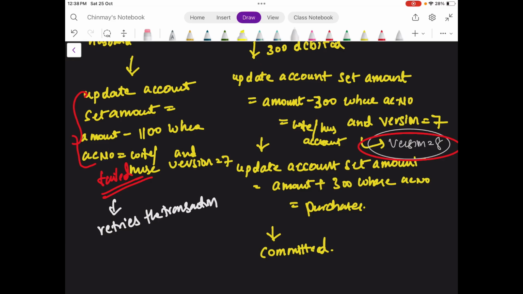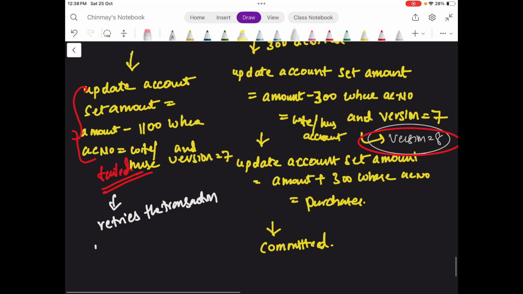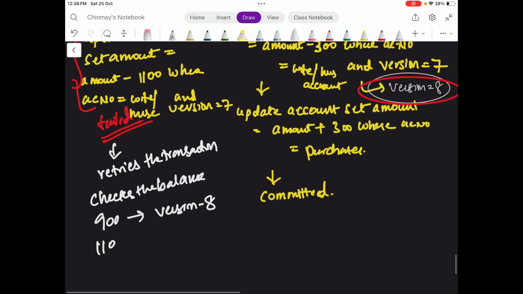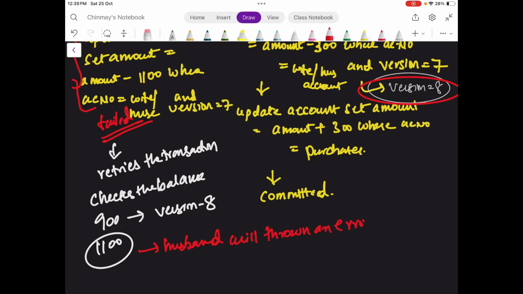When it retries the transaction, it checks the balance again. When it checks the balance, how much amount will come? 900 with version 8. Now the user request is 1100. This is the user request. Now the husband will get an error: insufficient balance.